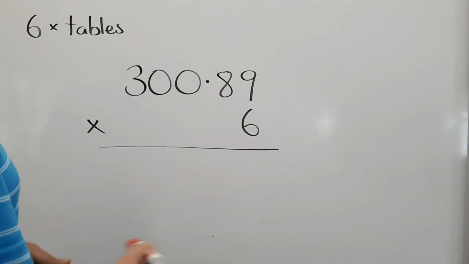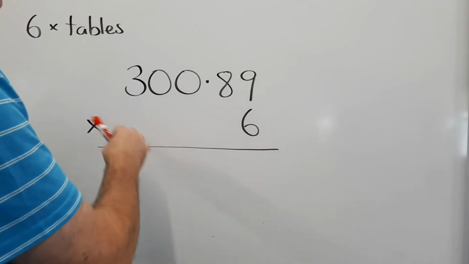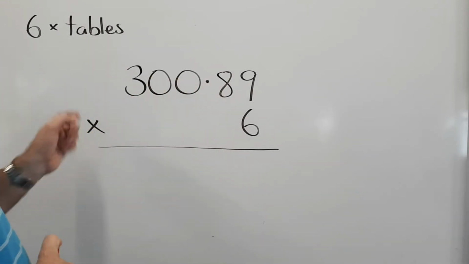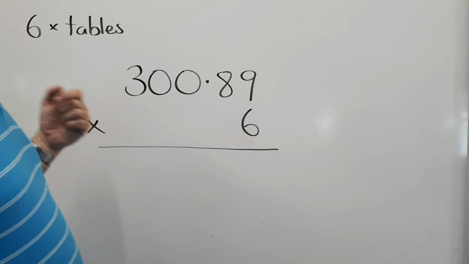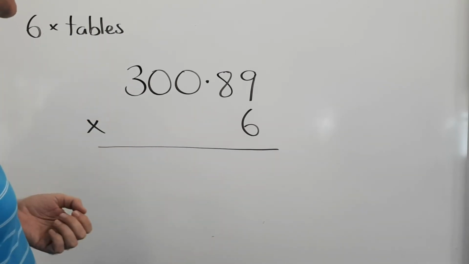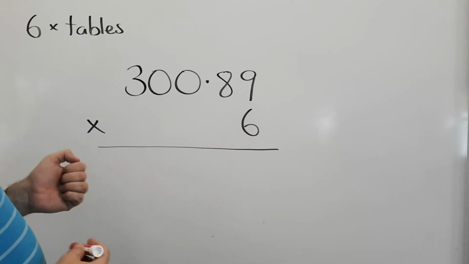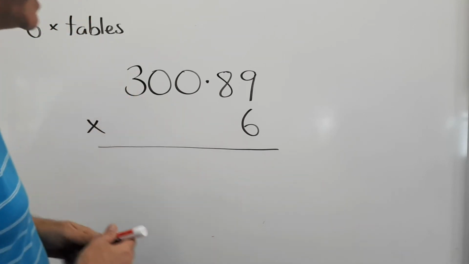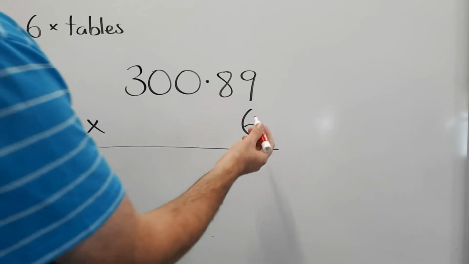In this case, we're going to be multiplying this. We can estimate, can't we? We know 3 times 6 is 18, so the number is going to be 1800 and something, isn't it? So if we end up with that, we know we're in the ballpark. But let's take it step by step.